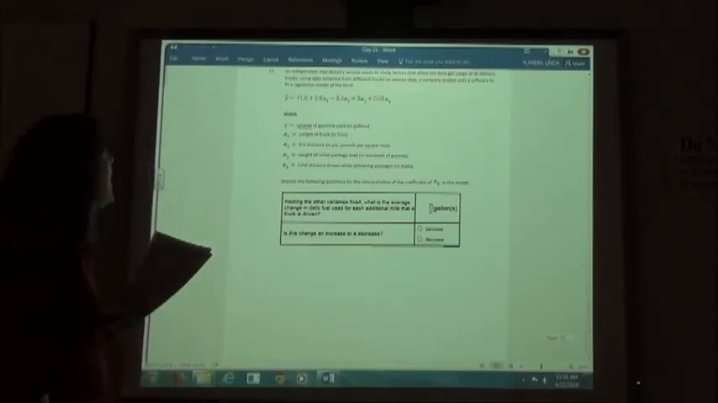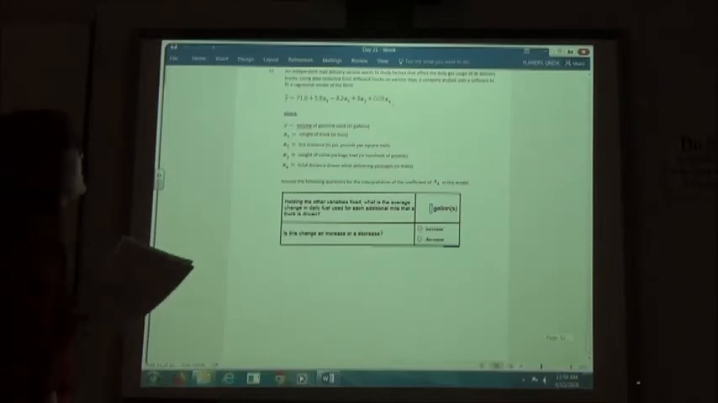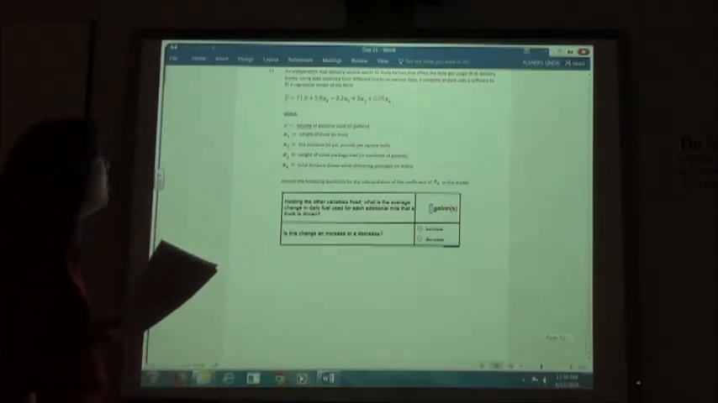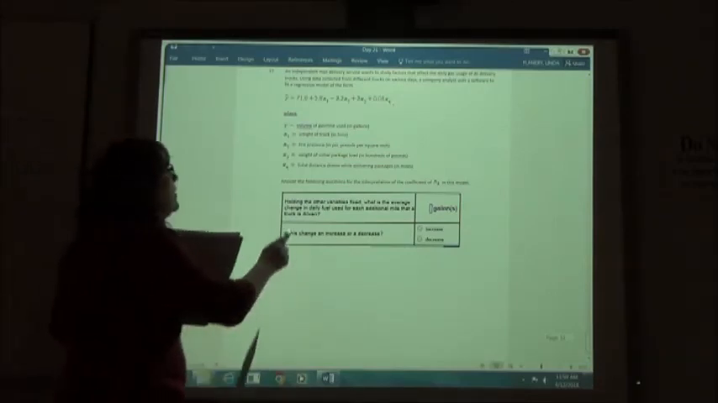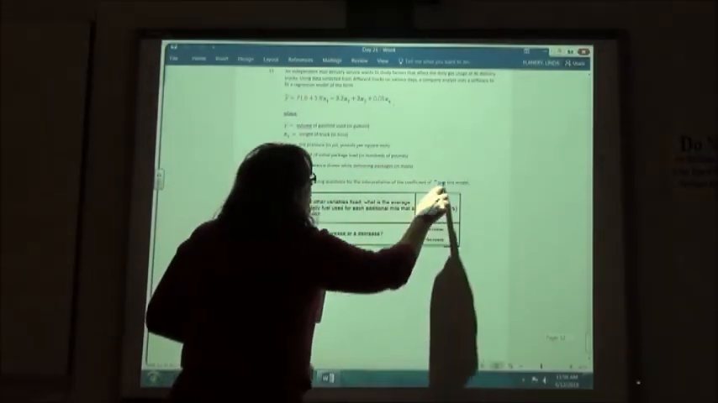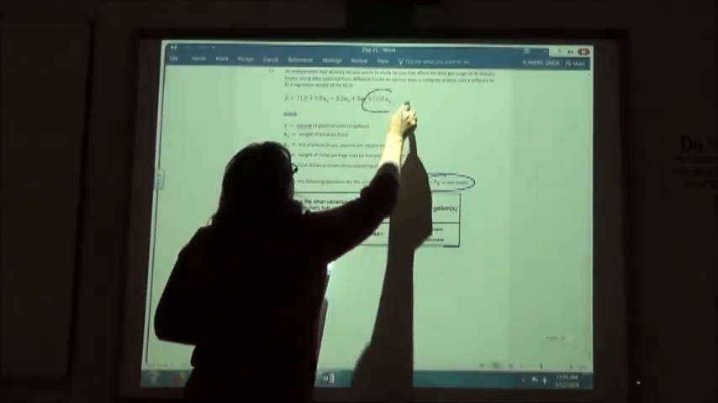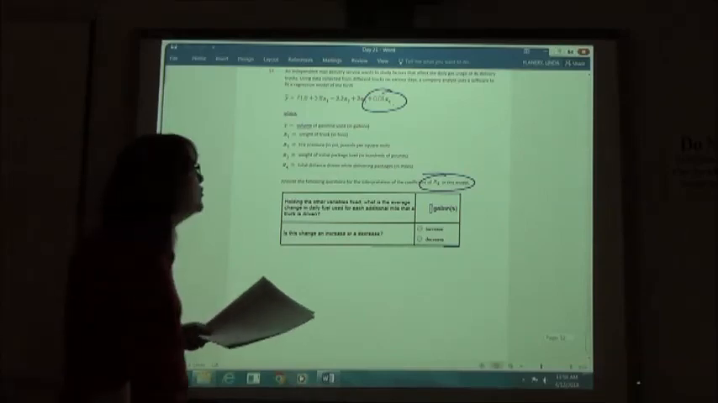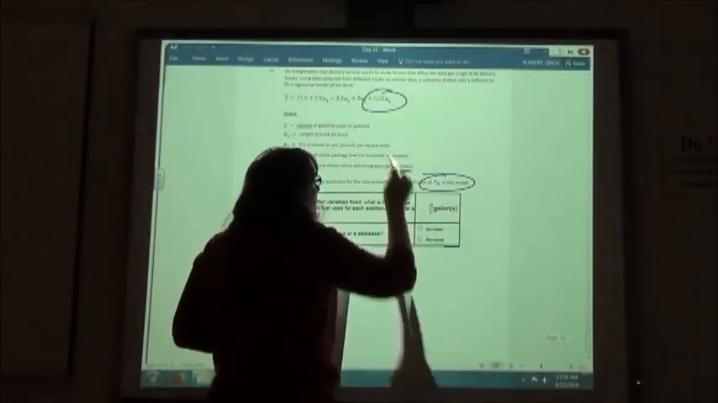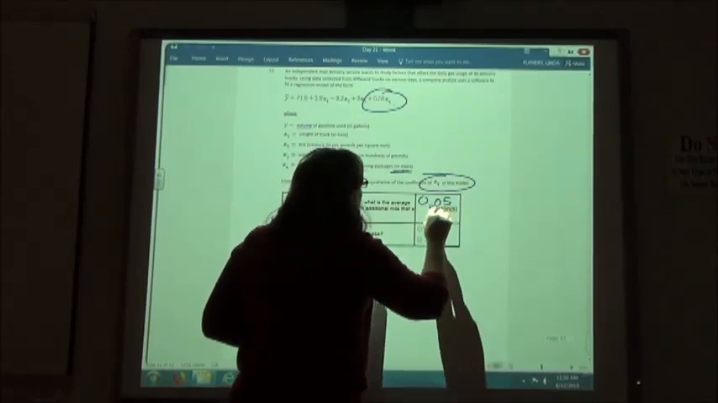where y is the volume of gas used in gallons, x sub 1 is the weight of the truck in tons, x sub 2 is the tire pressure in pounds per square inch, x sub 3 is the weight of the initial package load in hundreds of pounds, x sub 4 is the total distance driven while delivering packages in miles. Answer the following questions for the x sub 4 coefficient. So x sub 4 here, I have that number, 0.05. Holding the other variables fixed, what is the average change in daily fuel used for each additional mile that a truck is driven? This is in miles, so I'm just using the 0.05.